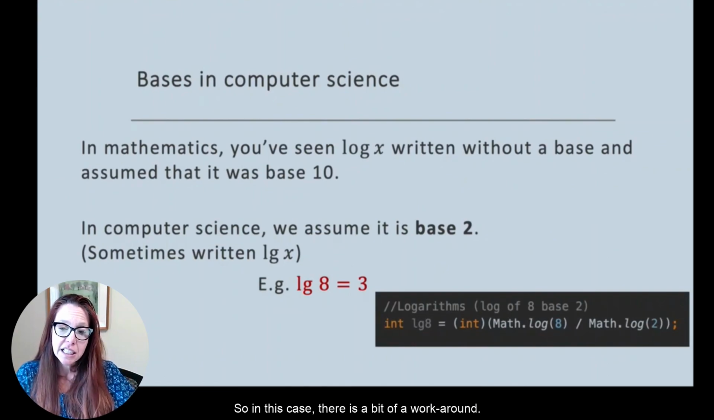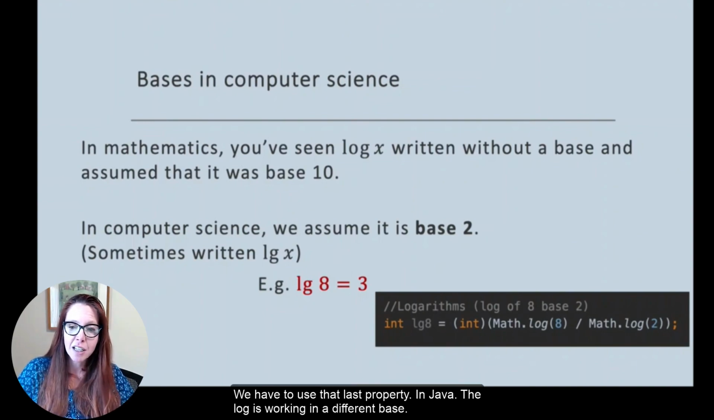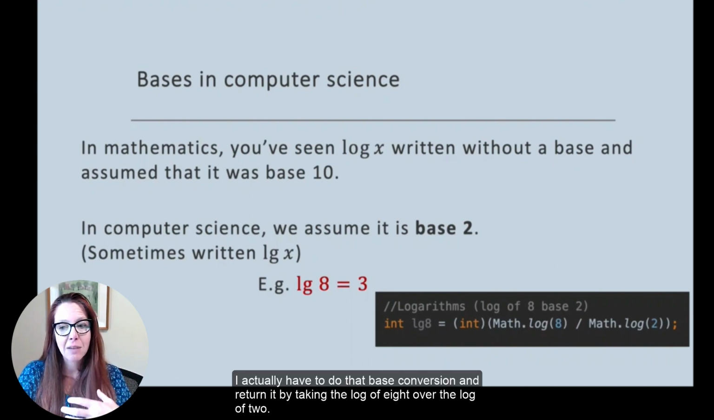In this case, there's a bit of a workaround, and we have to use that last property. In Java, the log is working in a different base. And so if I want log base 2 of 8 returned by a Java program, I actually have to do that base conversion and return it by taking the log of 8 over the log of 2.